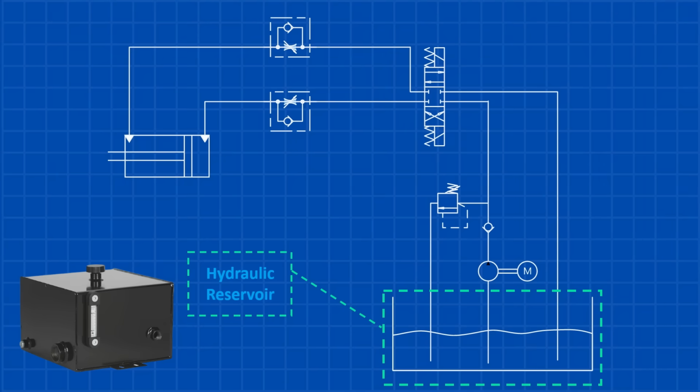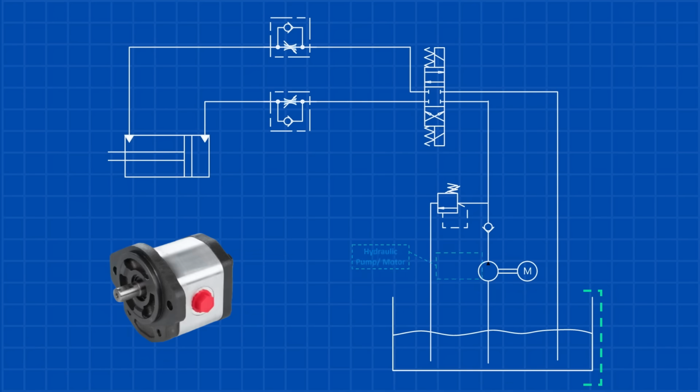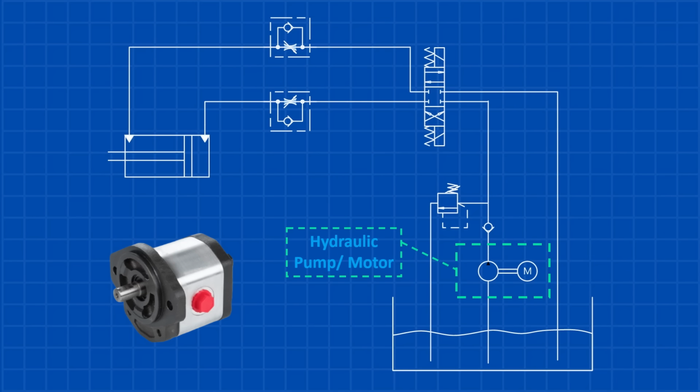Let's start with the hydraulic reservoir, or tank. Think of it as the storage for hydraulic fluid. It's where the system gets its steady supply of fluid to keep everything running smoothly. Next, hydraulic pumps are the heart of a hydraulic system, driving the flow of fluid that powers all the components. They convert mechanical energy into fluid power, ensuring the system runs smoothly. When you see an M inside a circle on a diagram, it represents an electric motor that operates the pump.